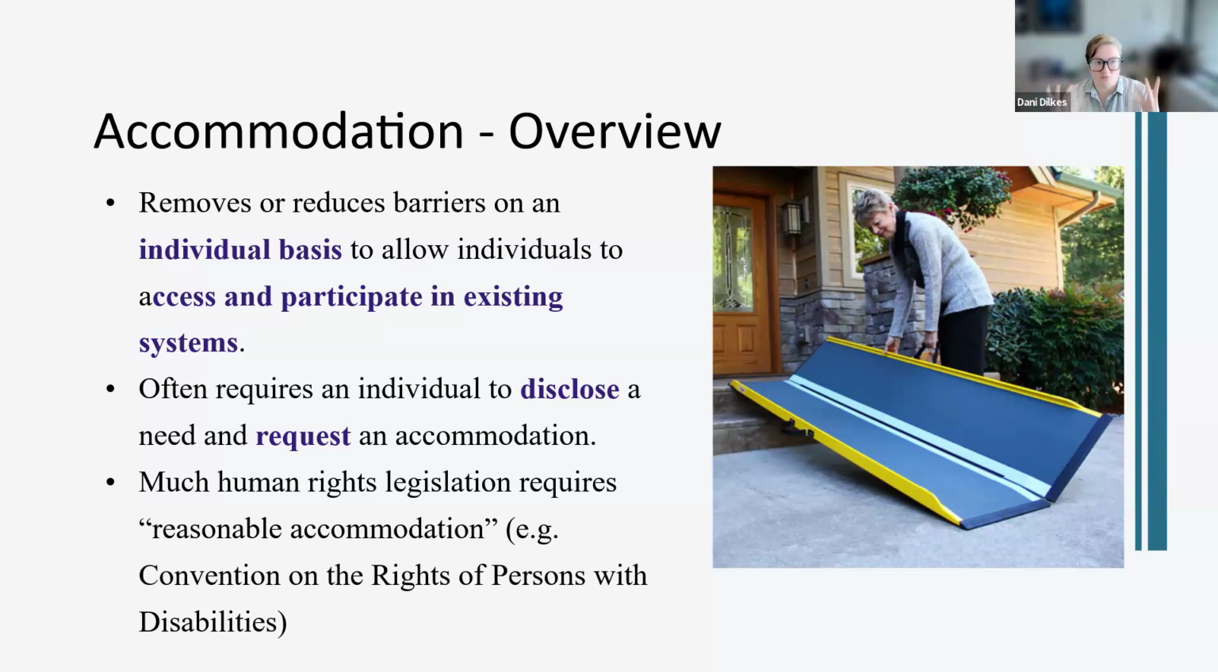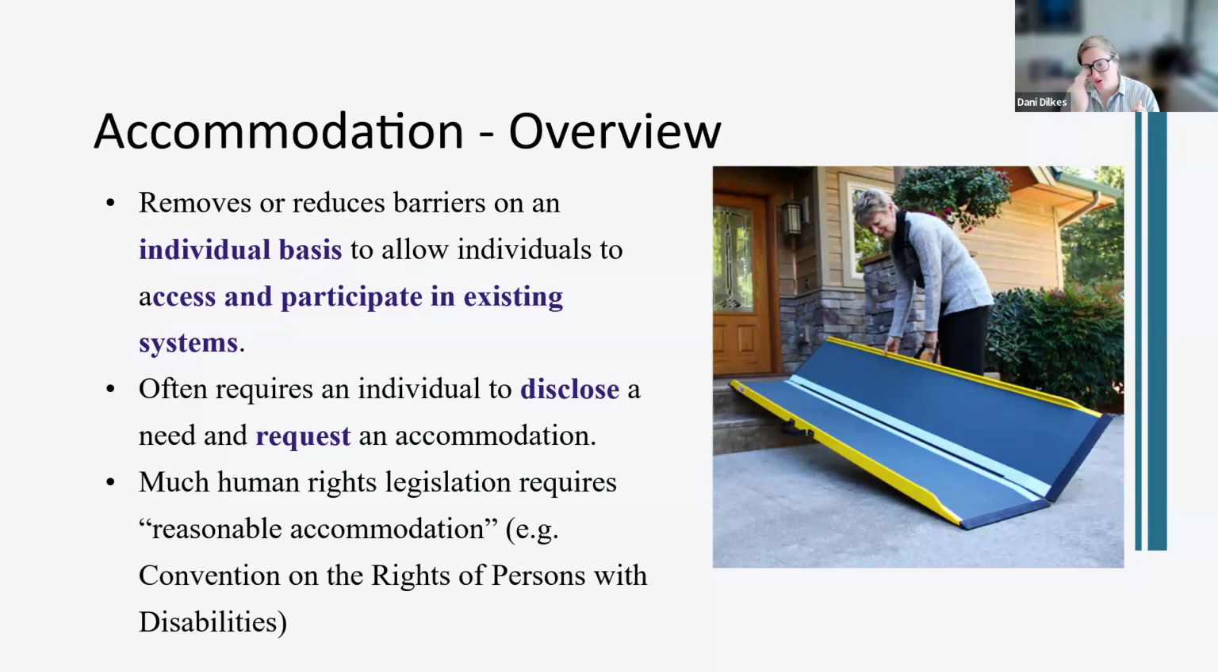But it is actually the most commonly legislated form of accessibility, where a lot of human rights legislation requires what is, quote unquote, reasonable accommodation, including the Convention on the Rights of Persons with Disabilities. In my own context in Canada, we have the AODA, which is the Accessibility for Ontarians with Disabilities Act. So this is encoded in law. This is what the law says is the right thing to do.